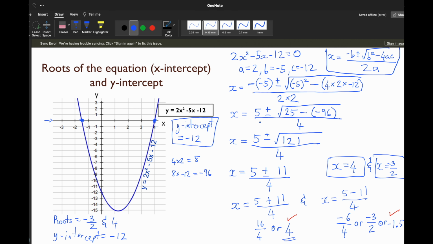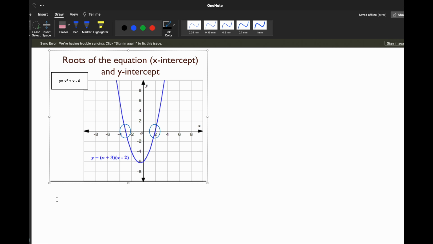I want you guys to take this down, and then we'll try one more together, and then I'll give you some to try on your own. For this particular one here, the roots, as we can see, would be here and here. This root here is 2, and this one here is in the center of negative 2 and negative 4, so that one is negative 3. The y-intercept is here. It crosses the y-axis at negative 6, which we can see from the equation.